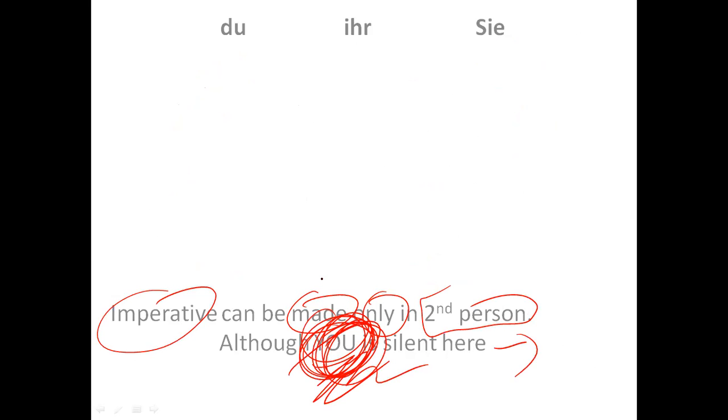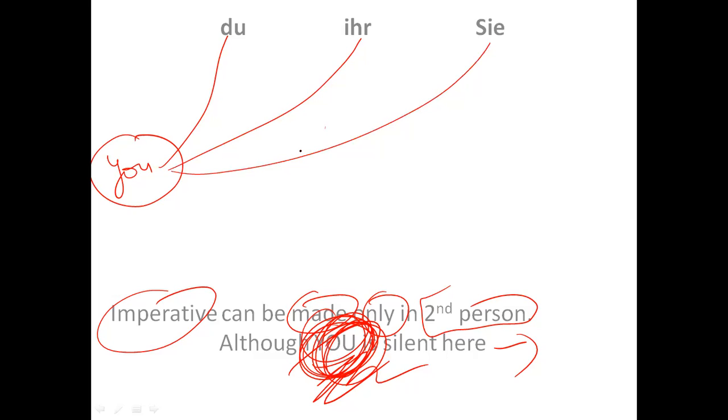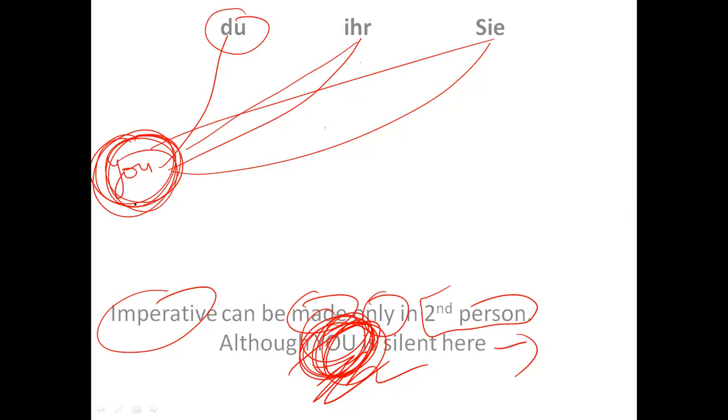Now let's talk about German. If I say you in German, I have three words. One is du, second is ihr, and third is Sie. All the words du, ihr, and Sie are the same in meaning. The meaning is you.